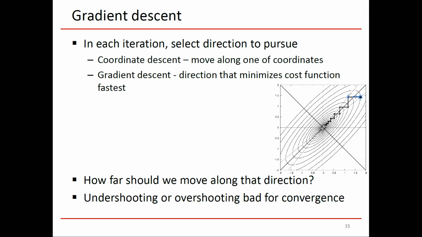Another approach is that we'll move along one of the coordinates. There are different ways how to do this, but the bottom line is that we're finding a direction to move on, and we move along that direction as best as we can, and then we find another direction. Now, how far should we move along that direction? Maybe we'll move, as I described here, as best as we can.